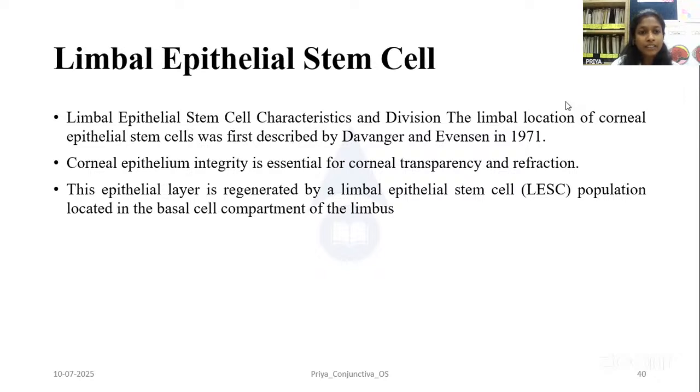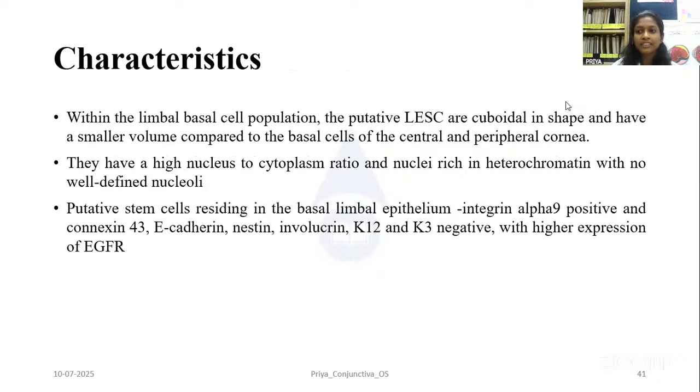This epithelial layer is regenerated by a limbal epithelial stem cell population located in the basal cell compartment of the limbus. Characteristics. Limbal stem cells express markers like P63 and ABCG2. They are protected by their microenvironment and supported by limbal fibroblasts.